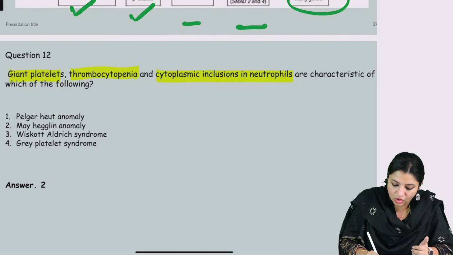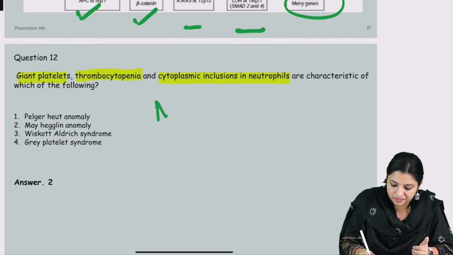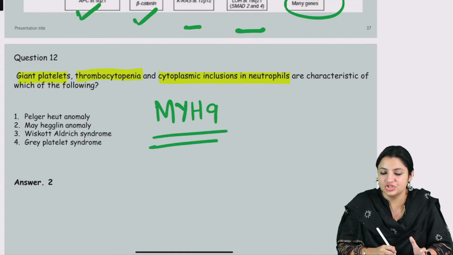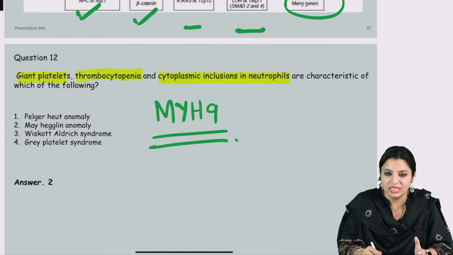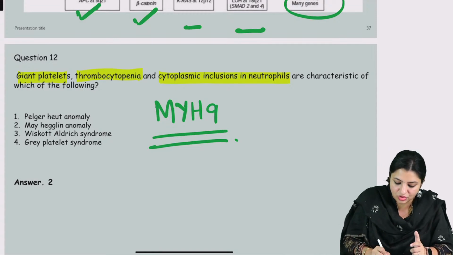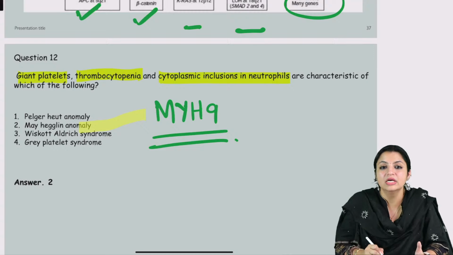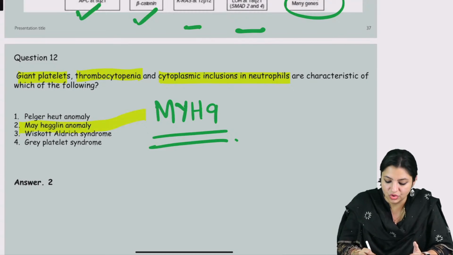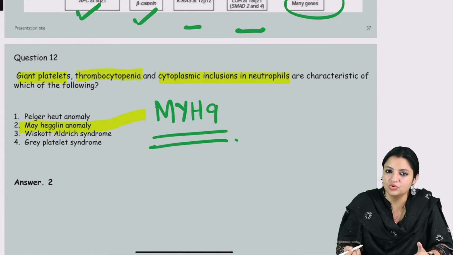So these disorders are called MYH9 gene disorders, and one of the characteristic disorders is May-Hegglin anomaly. May-Hegglin anomaly is a characteristic MYH9 gene disorder which presents with giant platelets and with inclusions in the neutrophils.